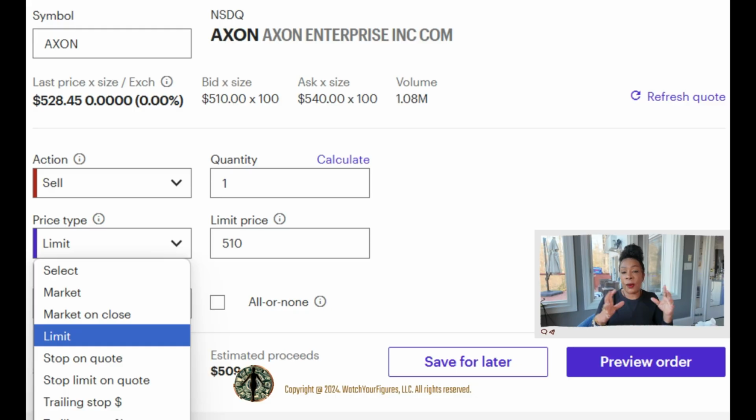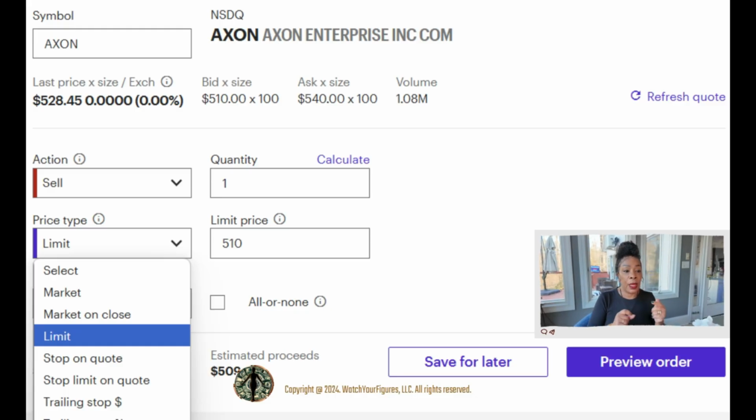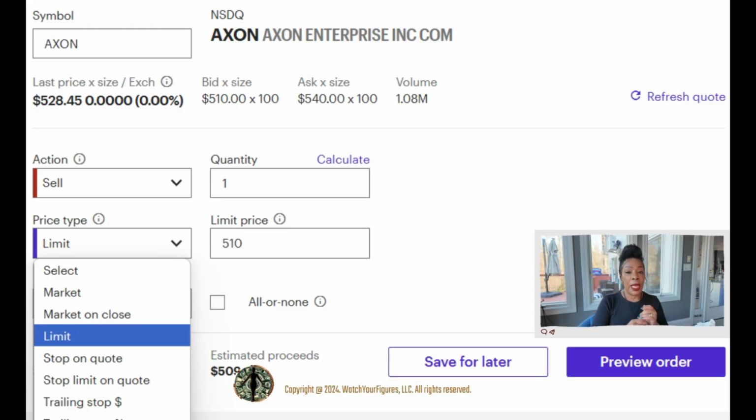So we're going to go ahead and say that we have Axon. I don't have it, but let's go ahead and show you what you would do if I did have it. I would say, okay, I'm going to put the stock symbol in there, Axon. And the reason I couldn't just go by the symbol like we did before and just hit the sell button is because I don't have it, right? Just showing you how you would sell at a limit.